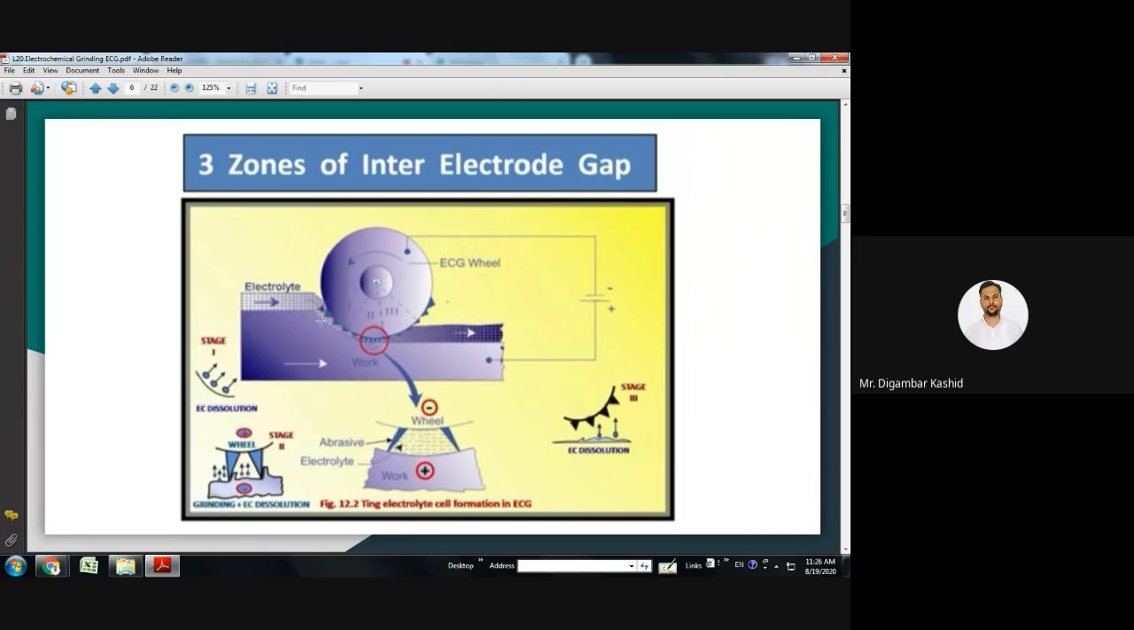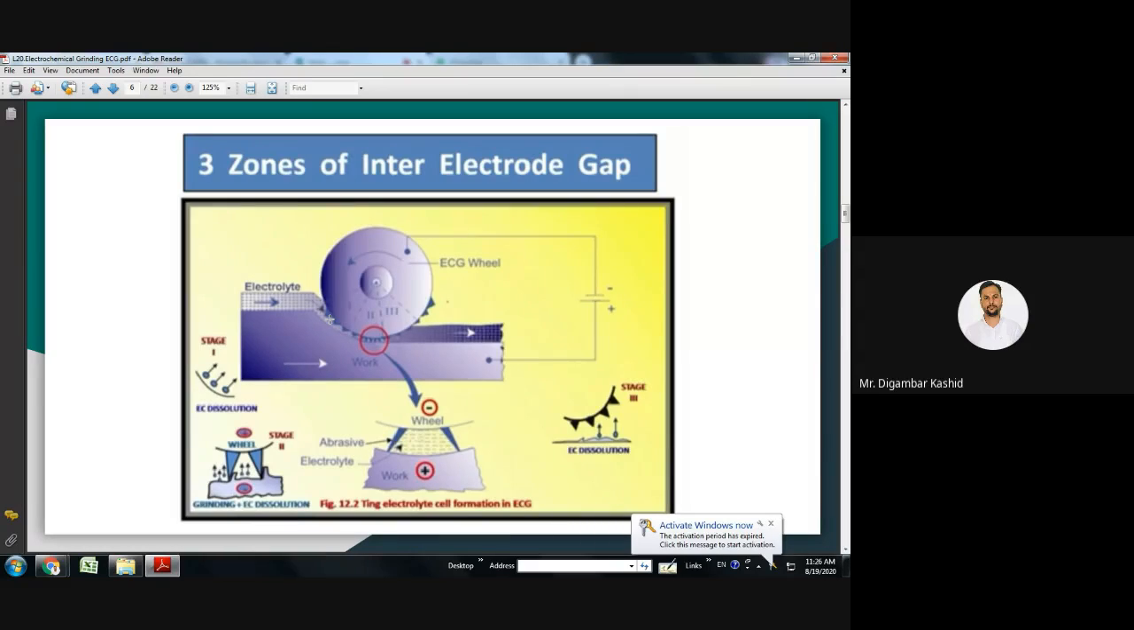हे त्रिकोण दिसतंय ना, ते म्हणजे तुमचा abrasive जायचा. Okay, abrasive particles that are protecting the outside bonding material of your wheel. Also it helps in maintaining the constant interelectrode gap, because abrasive particles here will act as a spacer. Then the life of the electrochemical wheel is higher than your conventional one. It is about 10 times more than your conventional grinding wheel.